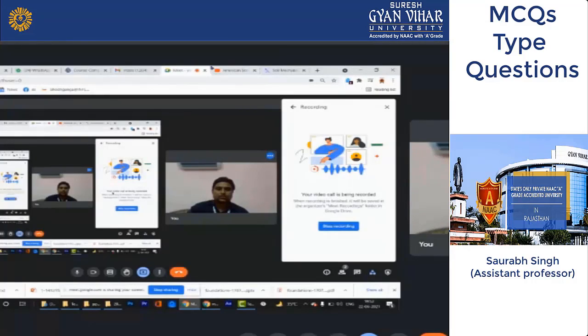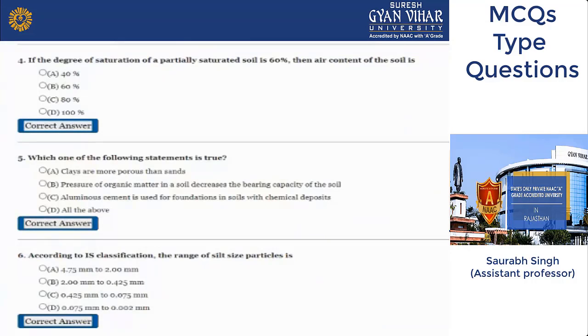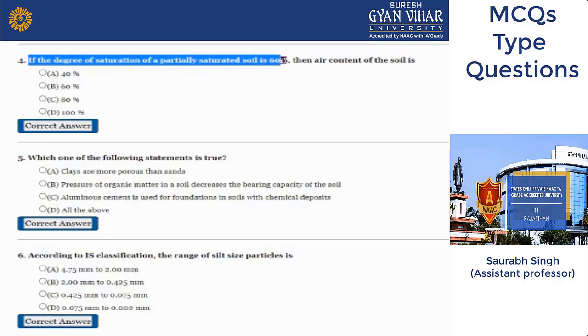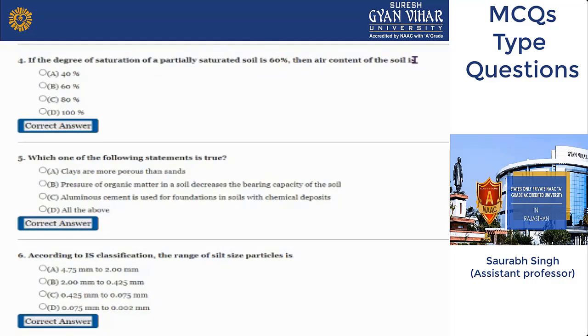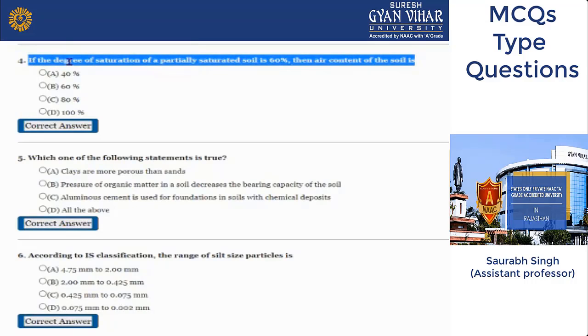Now we will see the fourth question. If the degree of saturation of partially saturated soil is 60%, then the air content of soil is. It is asking about the air content. Then what will be the air content of your soil? And by the formula, you can easily solve this question.